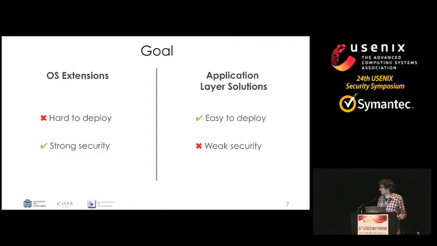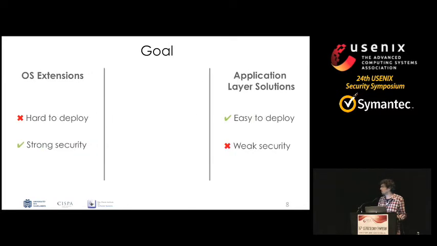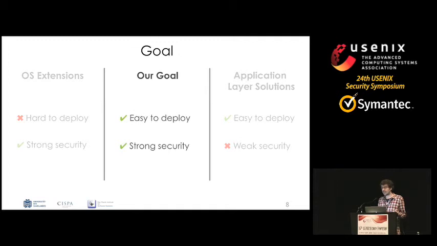So the current state looks like this. We have operating system extensions, which are hard to deploy but provide good security, and we have application layer solutions, which can be easily deployed but only provide weak security guarantees. And what we are going for is the middle ground in between. We want to have a system that is easy to deploy and provides good security.